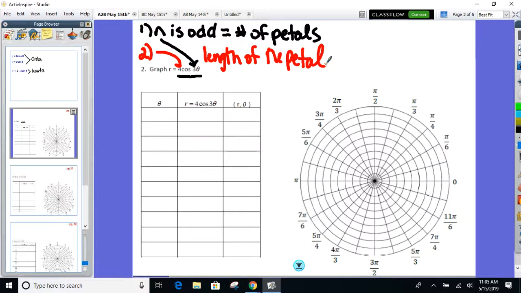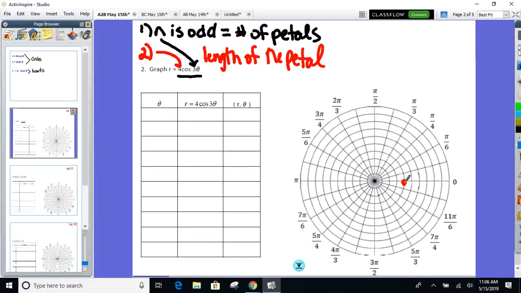Everyone ready? Cosine. Cosine is related to what axis? X-axis. The first petal on a cosine curve is always on the x-axis. Now, how do you make them? How long is this petal going to be? 4. So on the x-axis, aka 0, I'm going to plot 4 because it's going to go out to 4. 1, 2, 3, 4. Any cosine graph, the first petal is always on the x-axis.